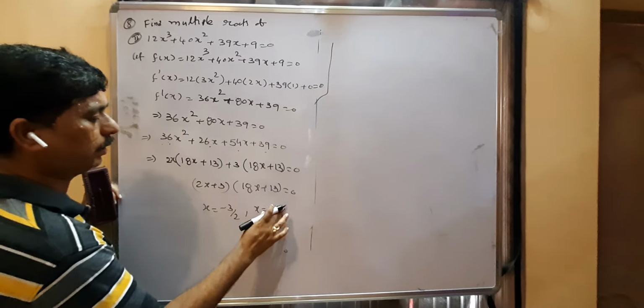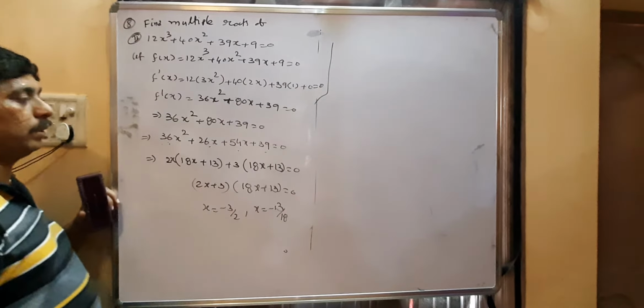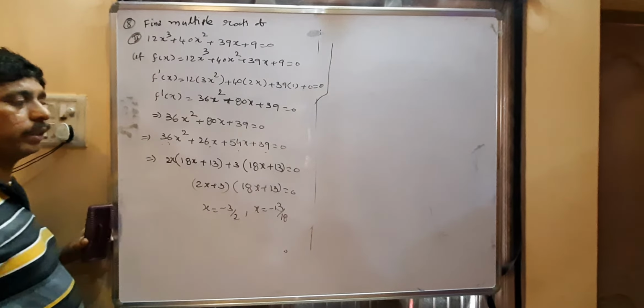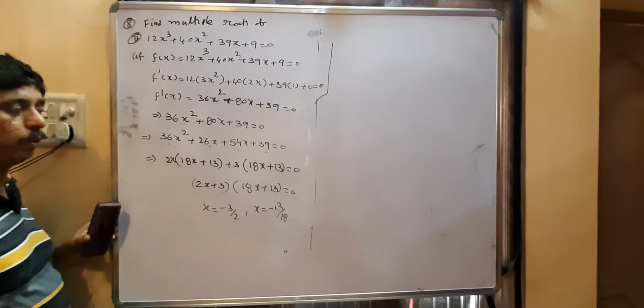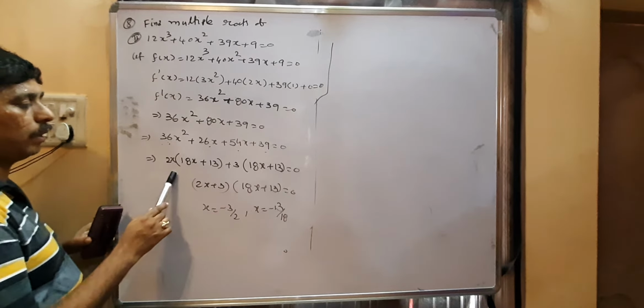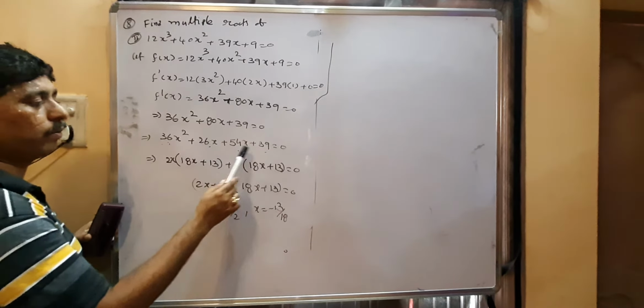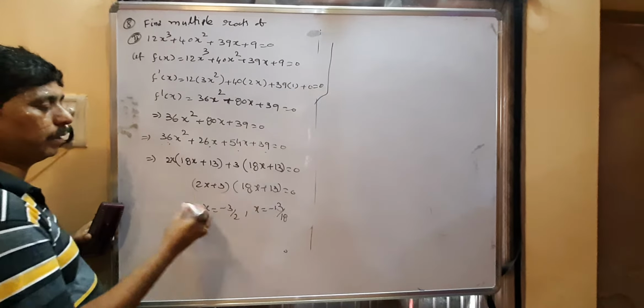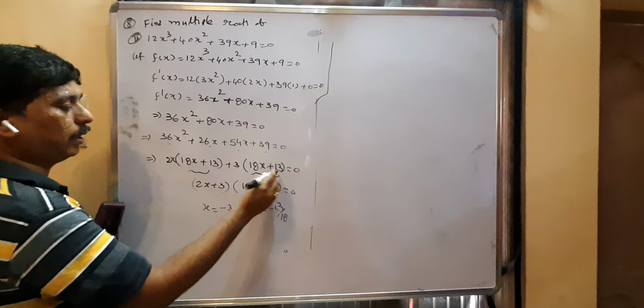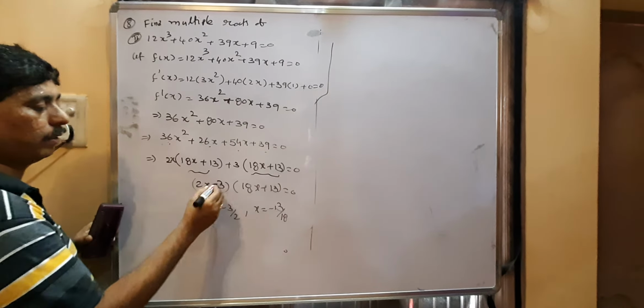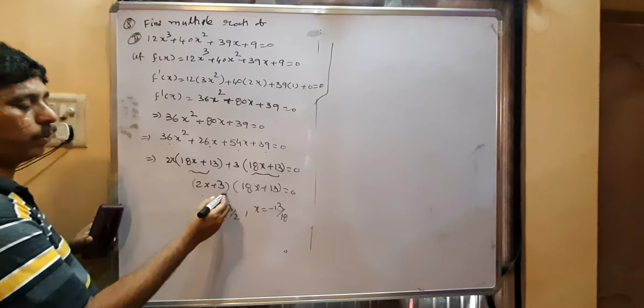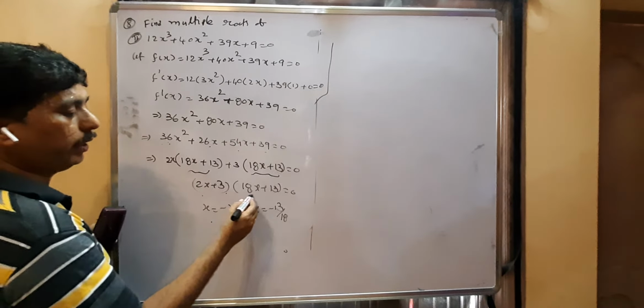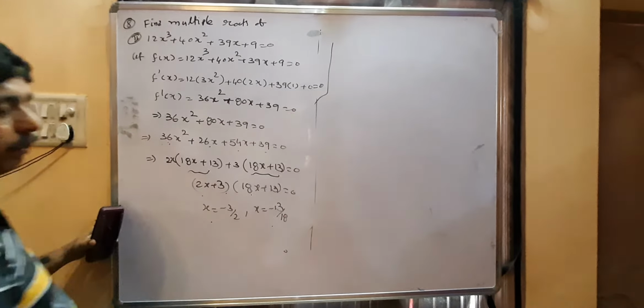See the factorization again. 36 into 39, factor summation 80. 26 and 54 are possible. So from this, 2x common, 18x plus 13. From this, 3 common, 18x plus 13. Now taking 18x plus 13 common, we get 2x plus 3. So 2x plus 3 equal to 0 gives x equal to minus 3 by 2, and 18x plus 13 equal to 0 gives x equal to minus 13 by 18.